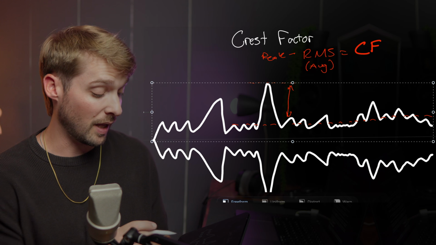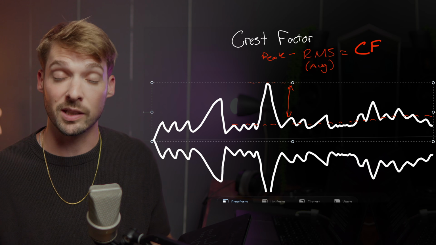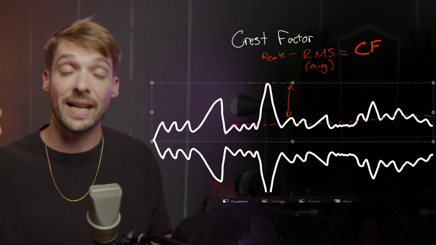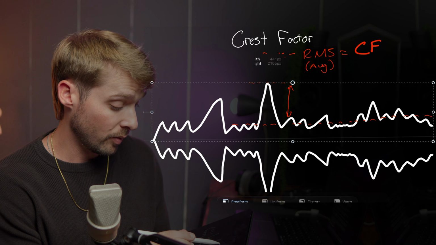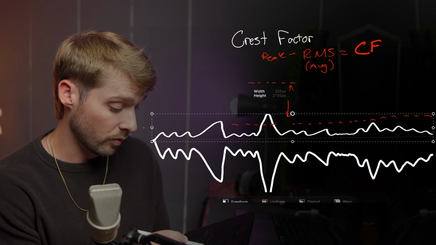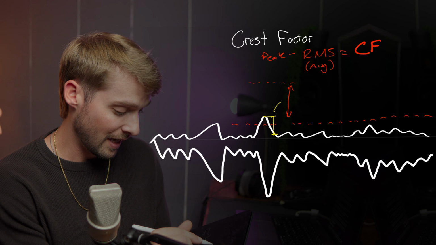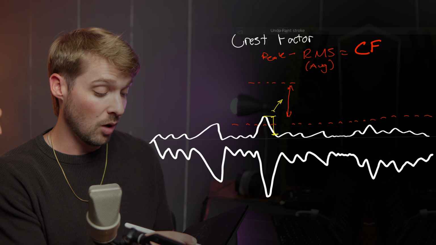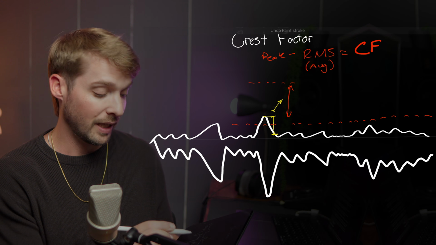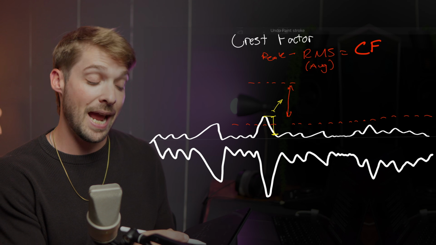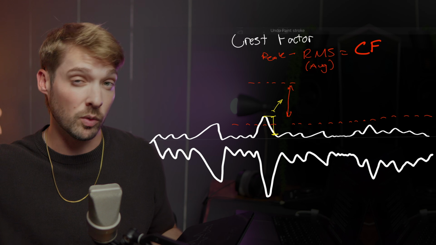The reason being that the more difference there is between the highest peak and the average, the more dynamic range a vocal signal would have. If we were to take this and squish it down with compression, you can see that this range is not the same as this range here. In other words, a lower crest factor, like what we have here, equals more compression. A higher crest factor equals more dynamics.